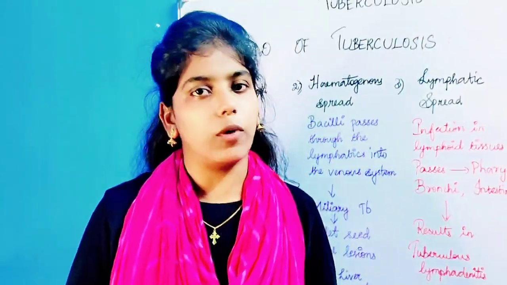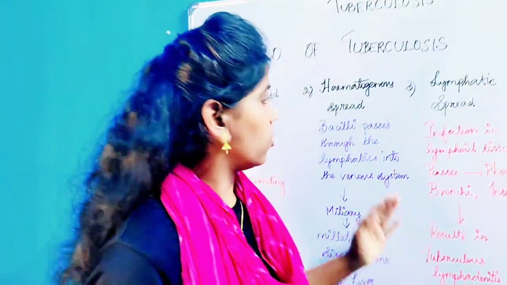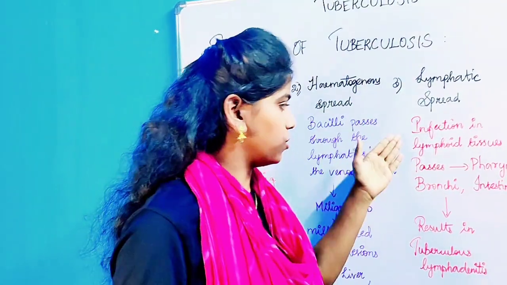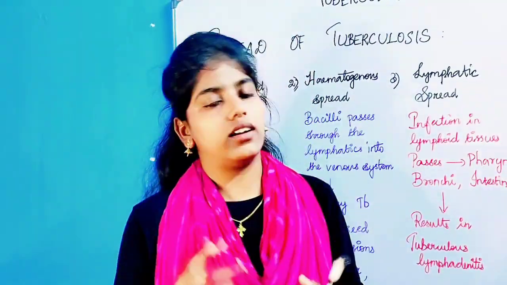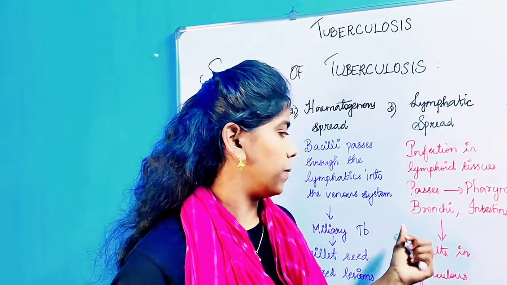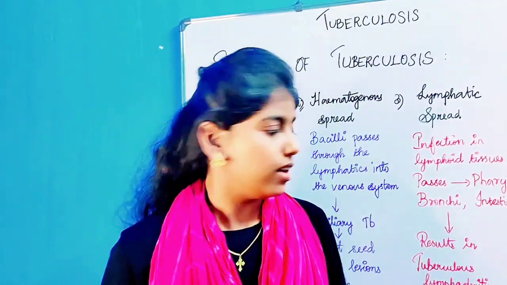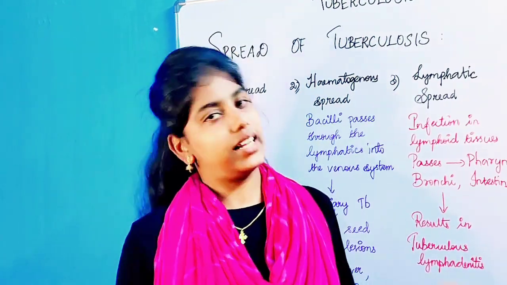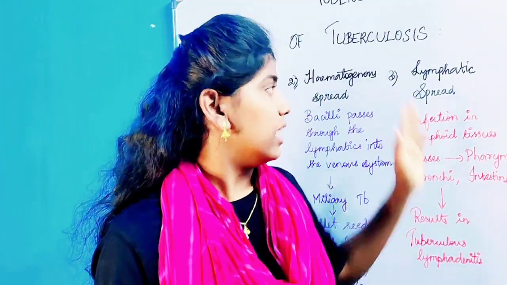The third one is lymphatic spread. There is infection in the lymphoid tissues. It then passes through the pharynx, the bronchi, and the intestine, and thus it results in tuberculous lymphadenitis. So this is said to be lymphatic spread.